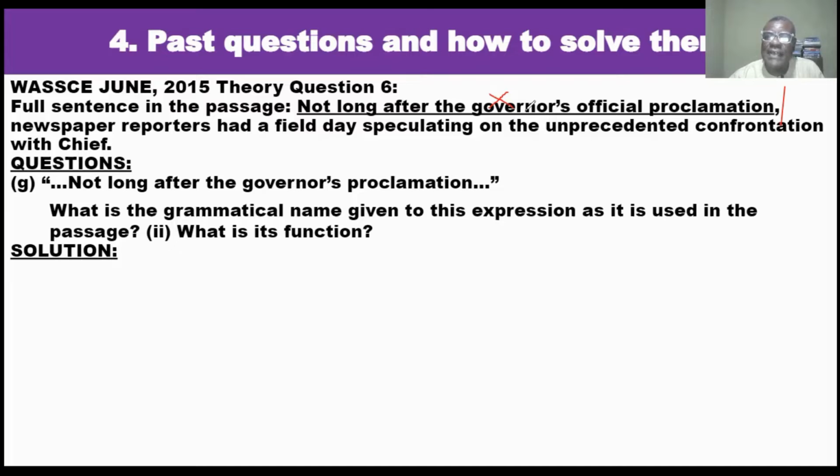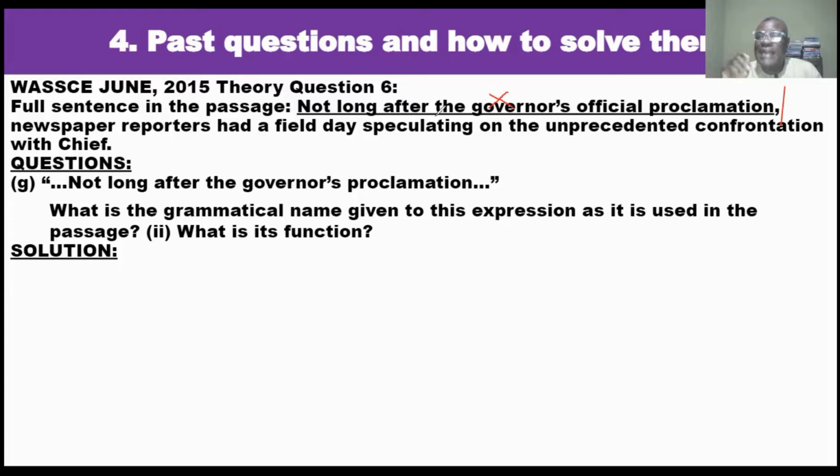Not long after the governor's official proclamation. Now, not long after already suggests the idea of time. So this expression provides the answer to the question when. Now that we have understood the type of answer it provides, that gives us a clue as to its grammatical name.